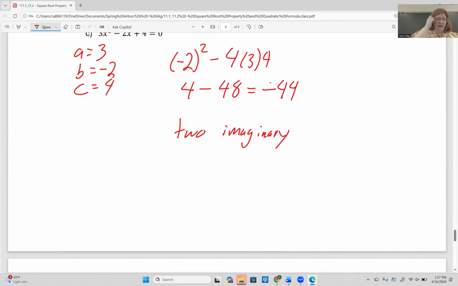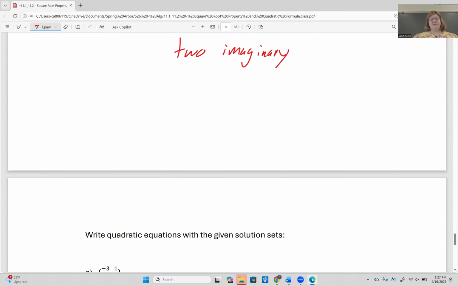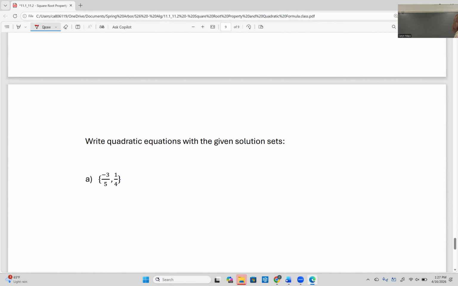And then the last thing that we can do now with this, and we've really been able to do this since the first week or so of class, is write a quadratic with a given solution set. What this is doing is we're undoing our factoring. When I say I have this given solution set, it means at the end of a problem, I get x equals -3/5 and I get x equals 1/4. Those are my two answers. The zero product principle says those came from factors.